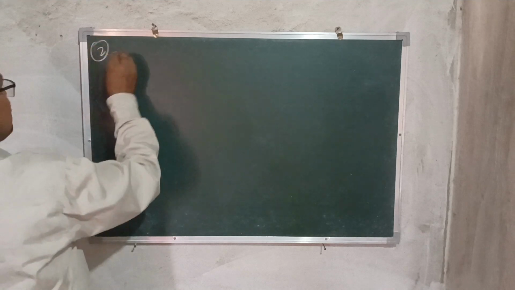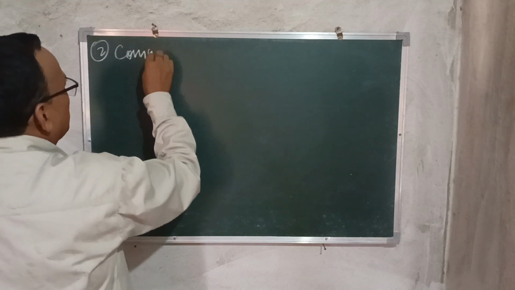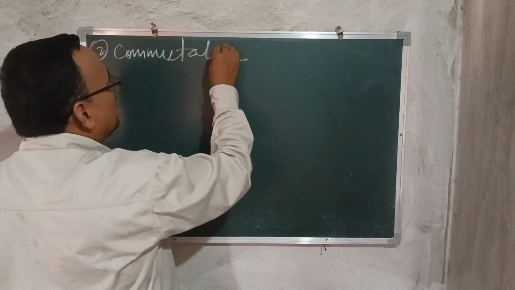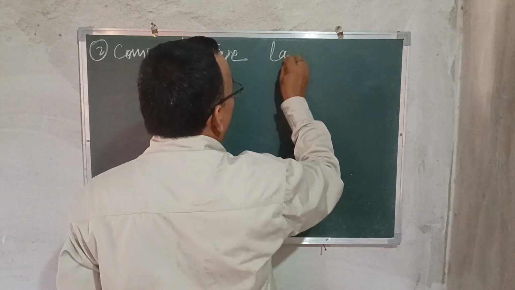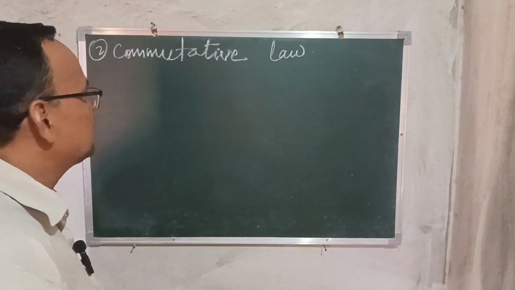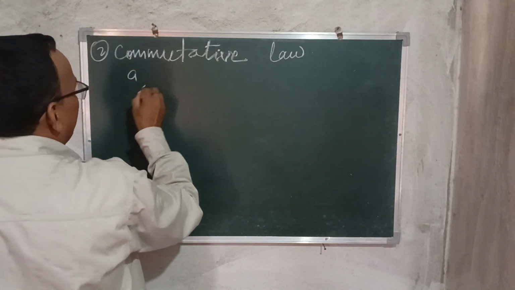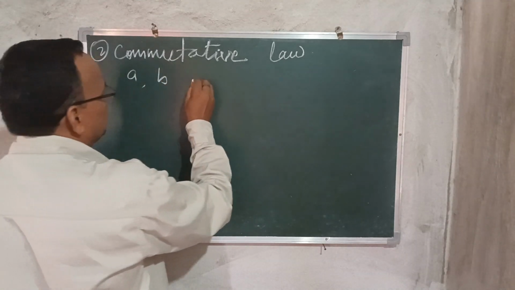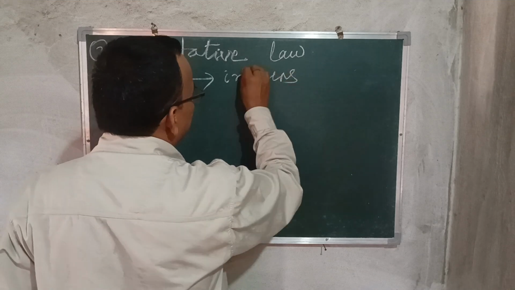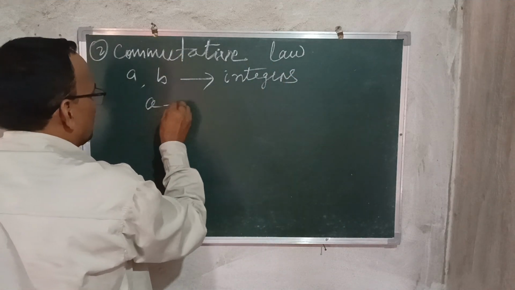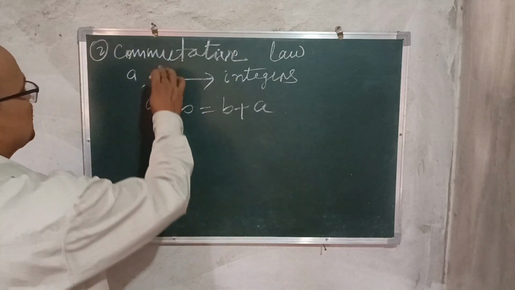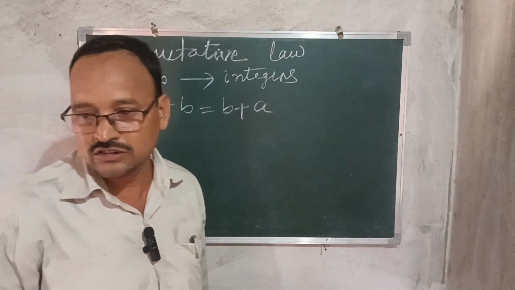Number 2, commutative law. Commutative law, what is that? If A and B both are integers, then A plus B is equal to B plus A. This is the commutative law of integers.